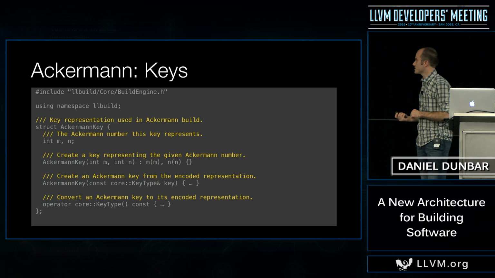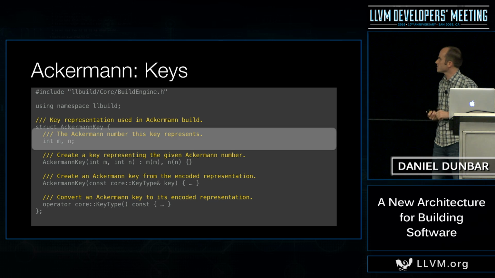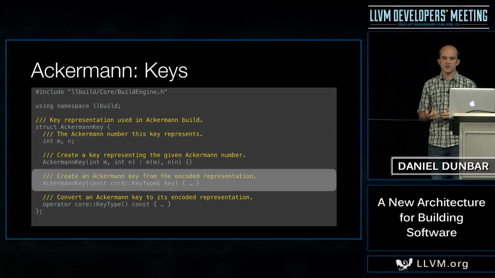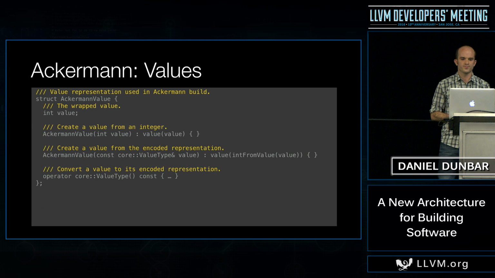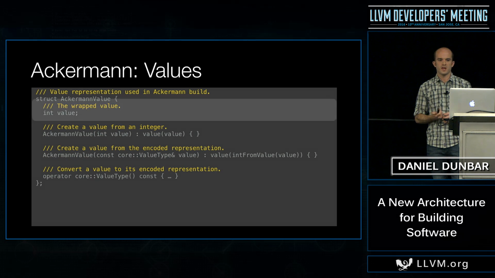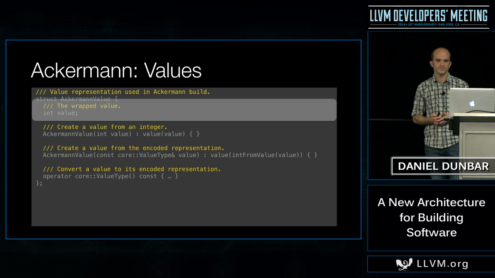So here's what it looks like in C++. We have a simple wrapper struct. So this is a key. It just wraps an integer pair. That's the arguments. And then it has a couple of functions to convert it to and from a serialized representation. Value is basically the same thing. It wraps a simple integer.